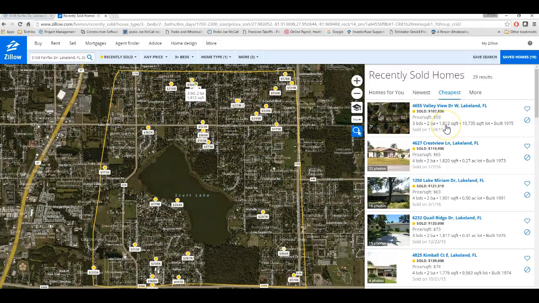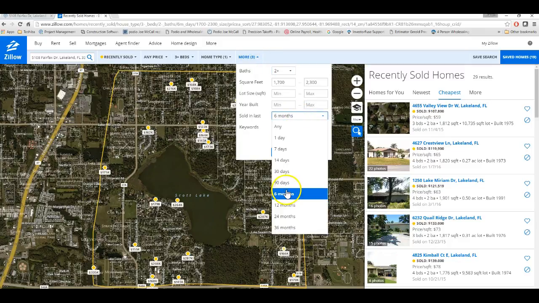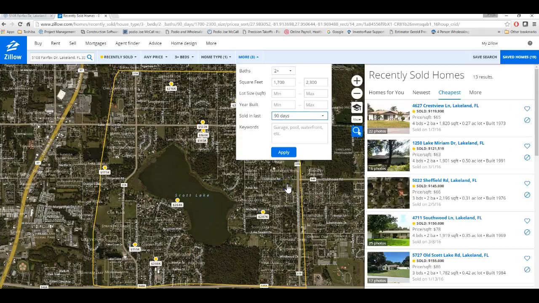So here's one that sold for 107, which is up there. 119, 120. All right, so there's a decent amount of comps here. Let's see how it has been in the last 90 days. In the last 90 days, the cheapest house was 120, 121, 145.